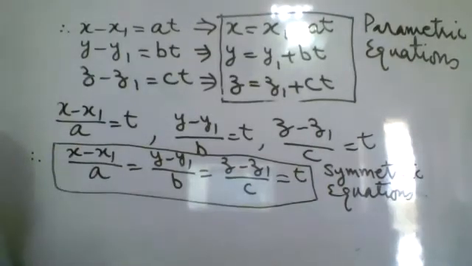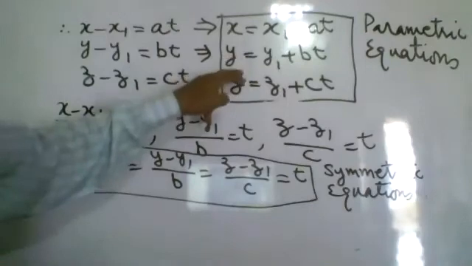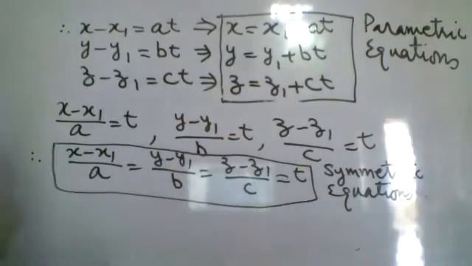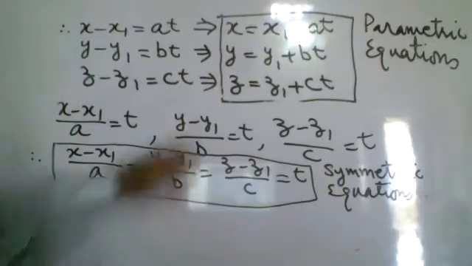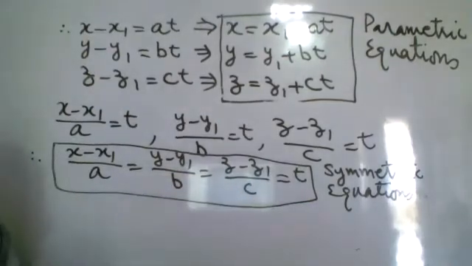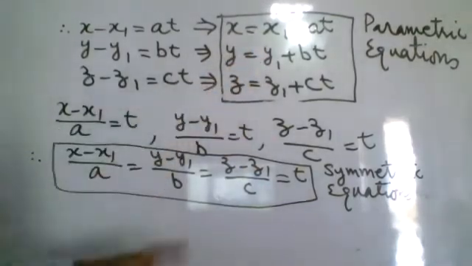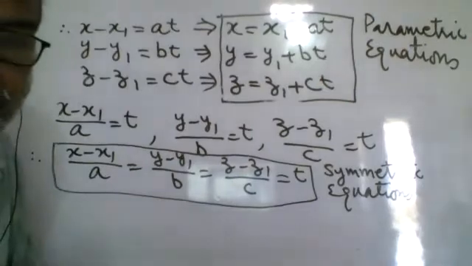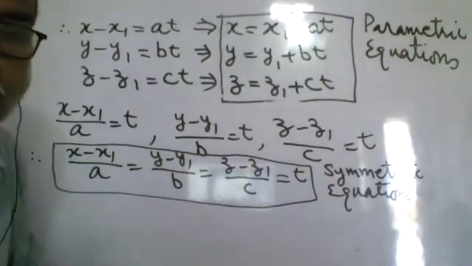So, understood how to find the parametric and symmetric equations. It is not necessary to write both equations. If you are asked to find the parametric equations, you will write up to here. No need to find the symmetric equations. If you are asked to find the symmetric equation, no need to find this one. From here, you will find the symmetric equation directly. If you are asked to find both parametric and symmetric, then you must find both. So you must do what is asked in the question.